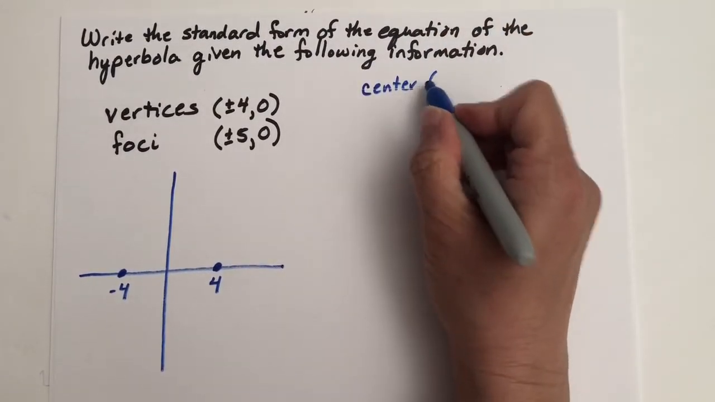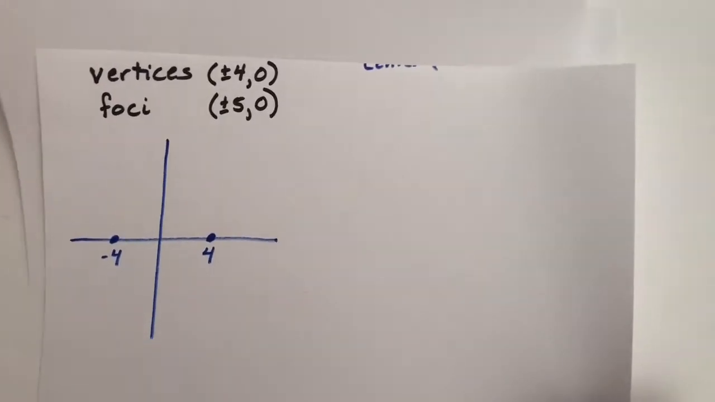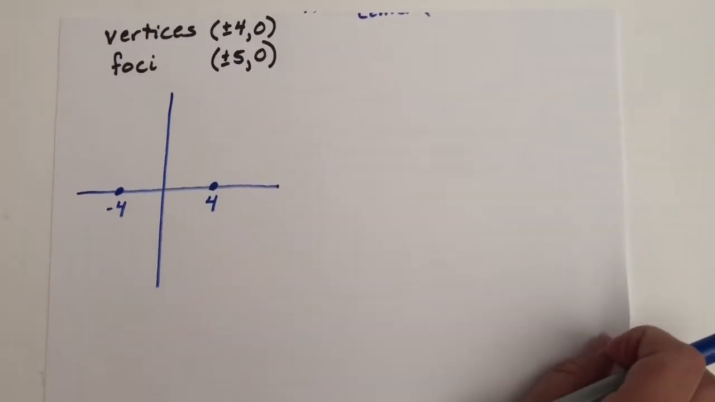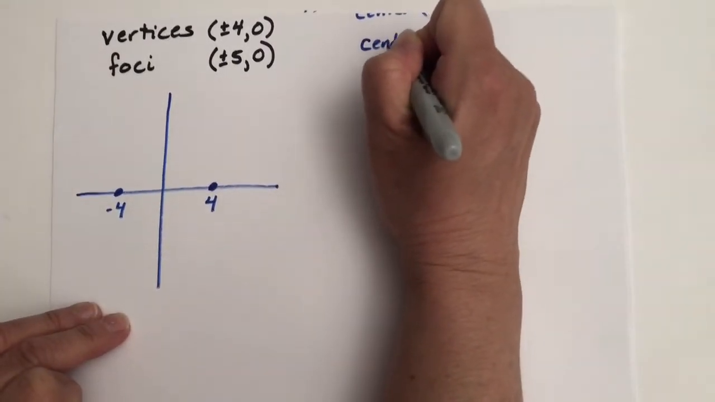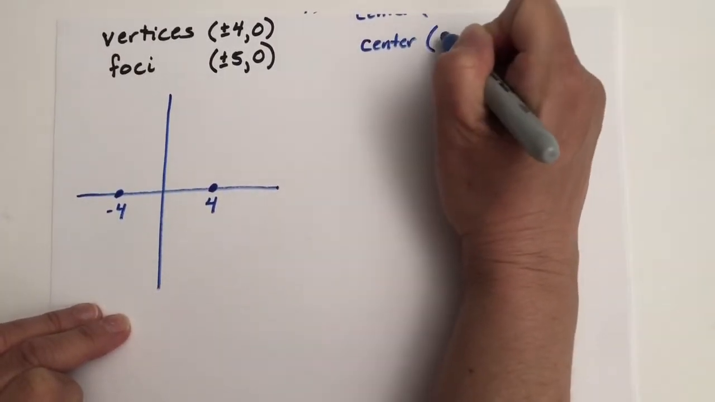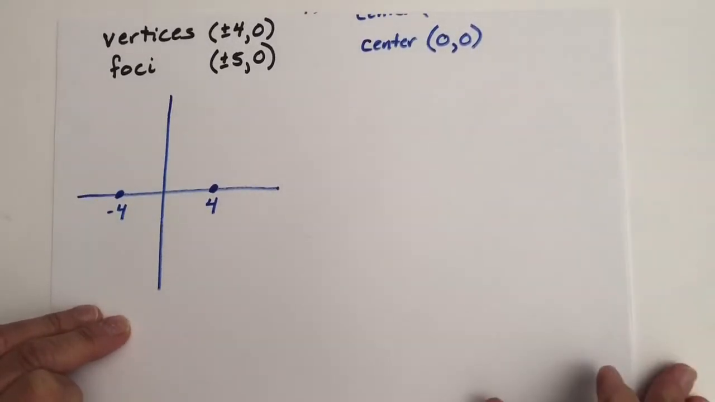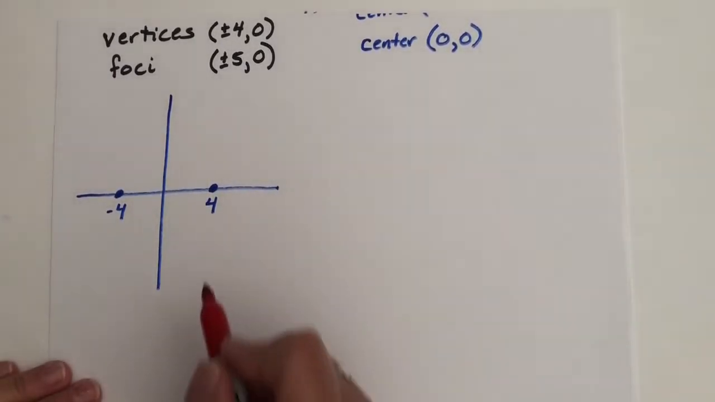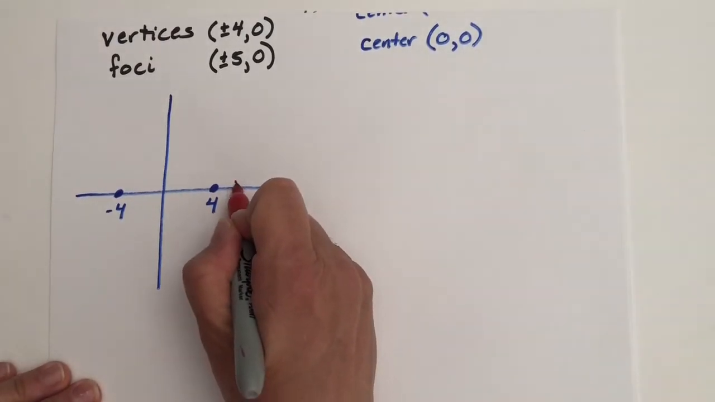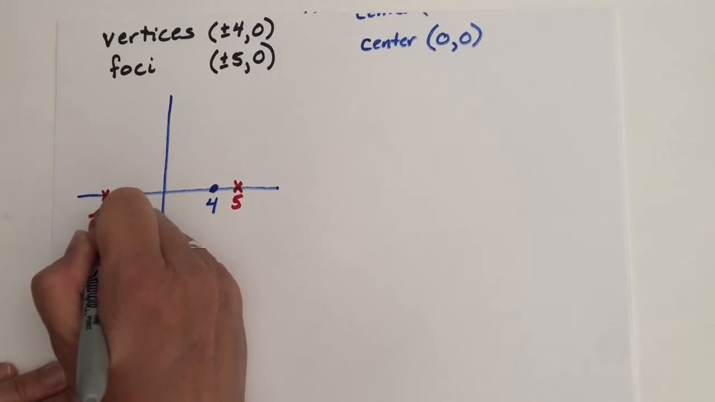Whoops, I'm writing on the directions here. Let me move the directions out of the way. And we know we're looking for the equation of the hyperbola. The center is at 0, 0. Now the foci are inside the branches of the hyperbola, and they are at 5, 0, and negative 5, 0.